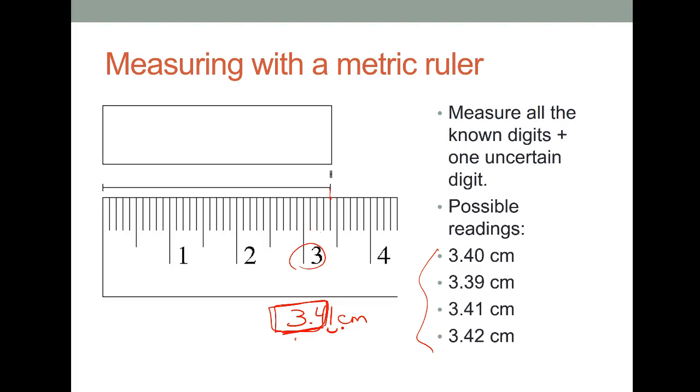The easiest way to figure it out is to look at the smallest increment, 0.1 centimeters, divide by 2, and make sure you put a number in that decimal place. So I have to have something in the 100ths position.